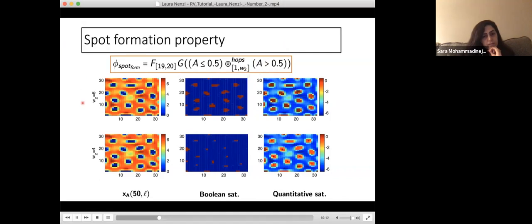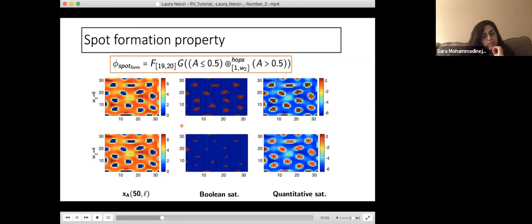And here we can see the solution that corresponds to the satisfaction at time 0 in each location. So on the left, we can see a snapshot of our system of the concentration of protein A in each location at time 50. In the center, we can see the Boolean satisfaction, and on the right, we see the quantitative satisfaction. In the first line, we consider a distance constraint W2 equal to 6. Instead, in the second line, we consider a W2 equal to 4.